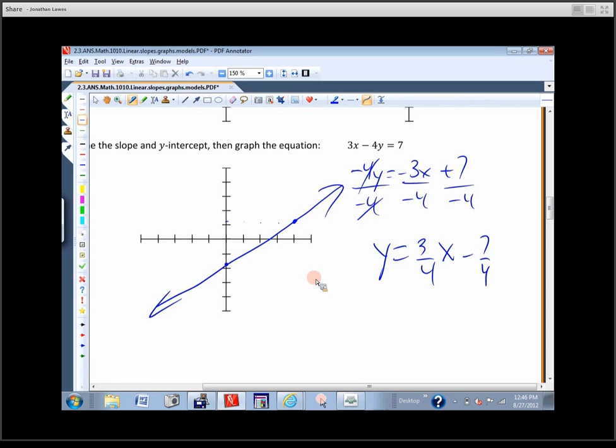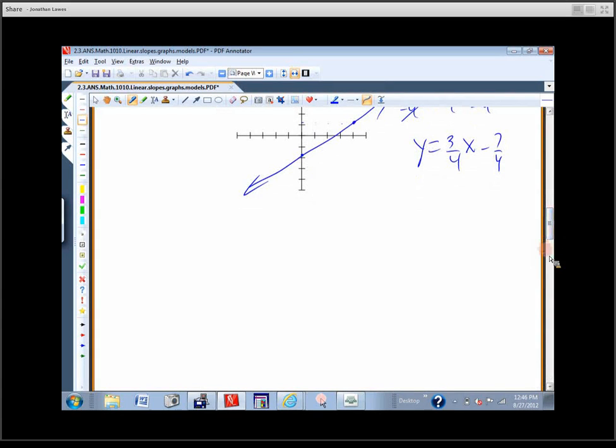Does it look good? Does it look like a positive slope? Yep. And it's not very steep. 3/4 is a little less than 1. 1 would be kind of a perfect 45, about like that. So we're looking for something that's a little shallower than a slope of 1. Any questions? Okay, that's it for that page.